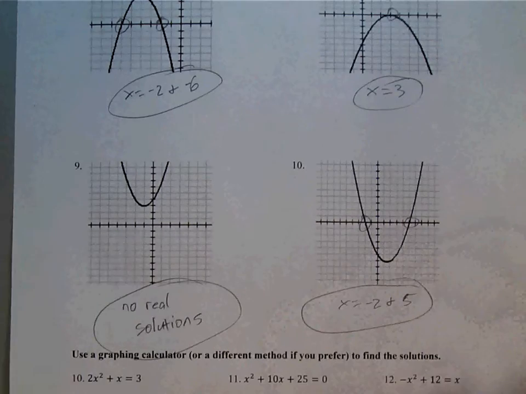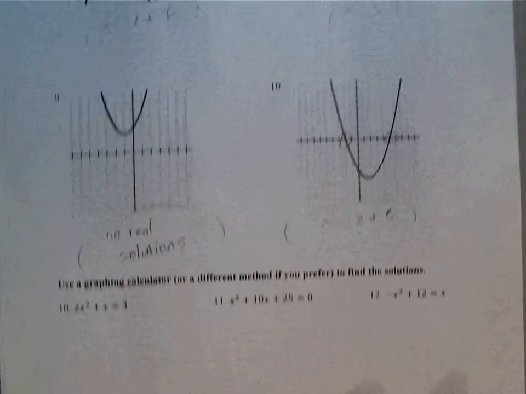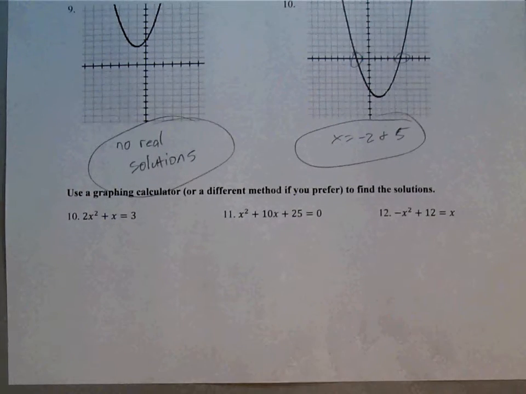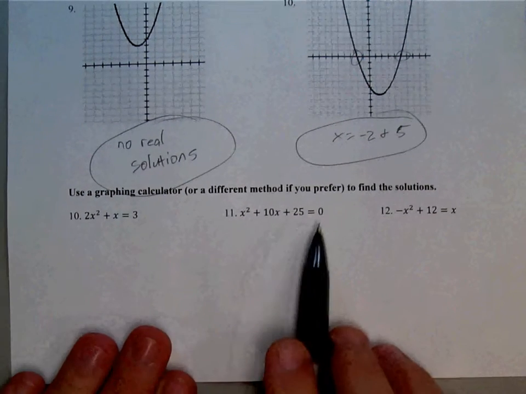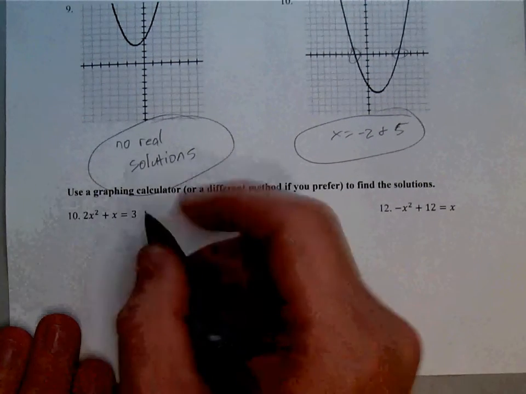Okay, and those are setting me up for numbers 10 through 12, where I'll use the graphing calculator. Before I plug any of these in the graphing calculator, you need to make sure they're set equal to 0. I notice number 11 is already set equal to 0. That one's ready to go. Numbers 10 and 12 are not, though, so they take a little bit of work.